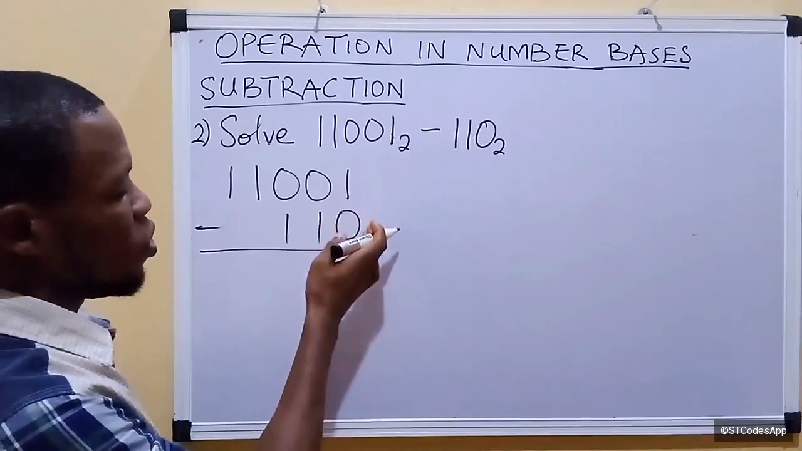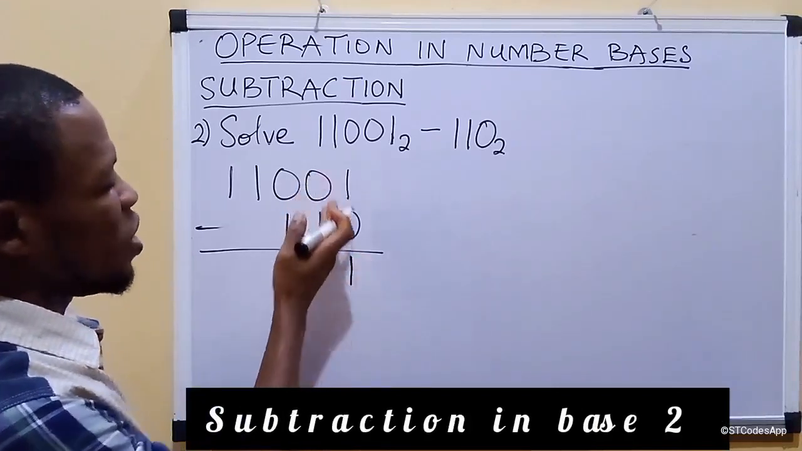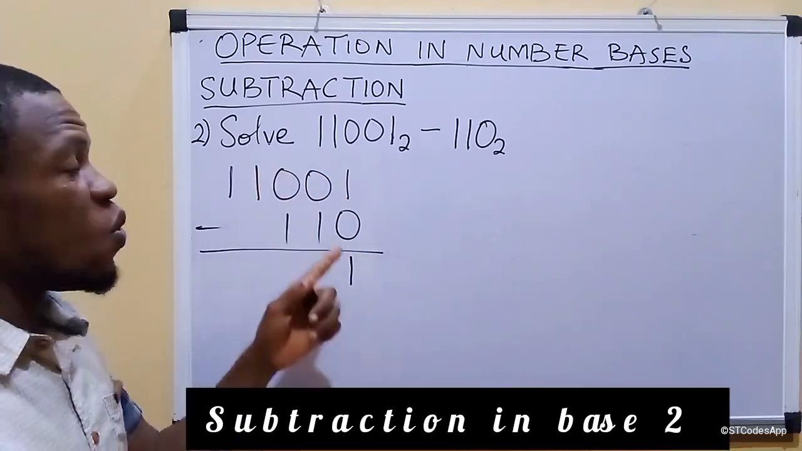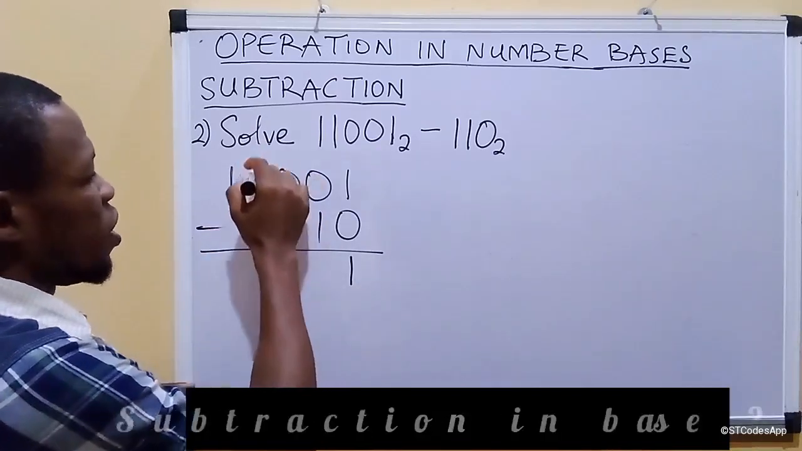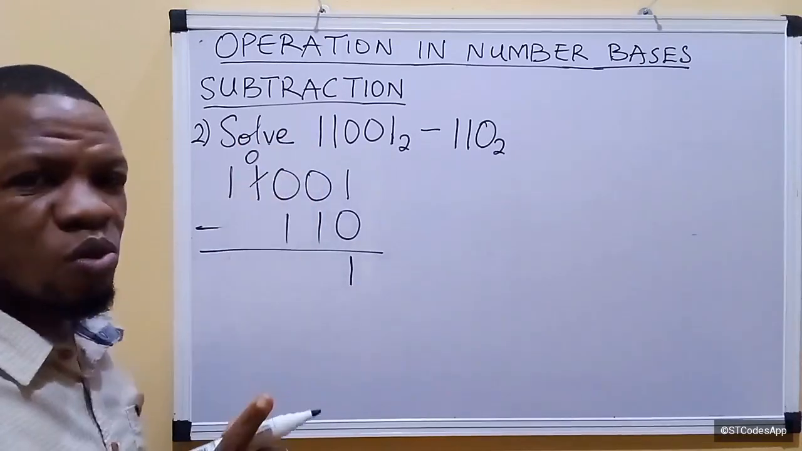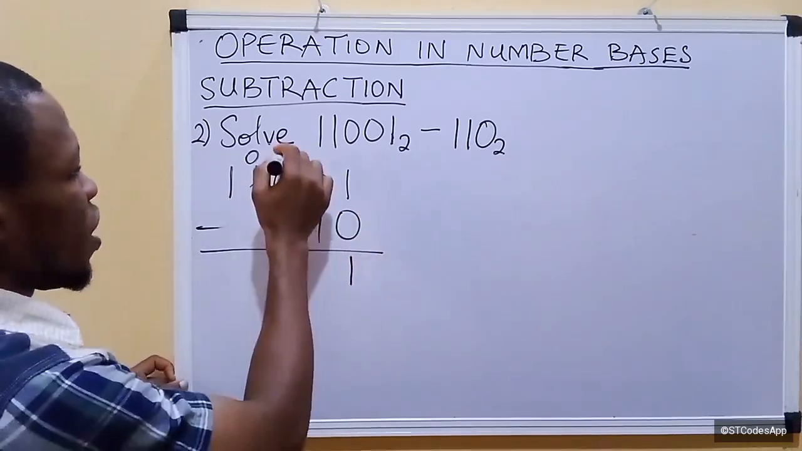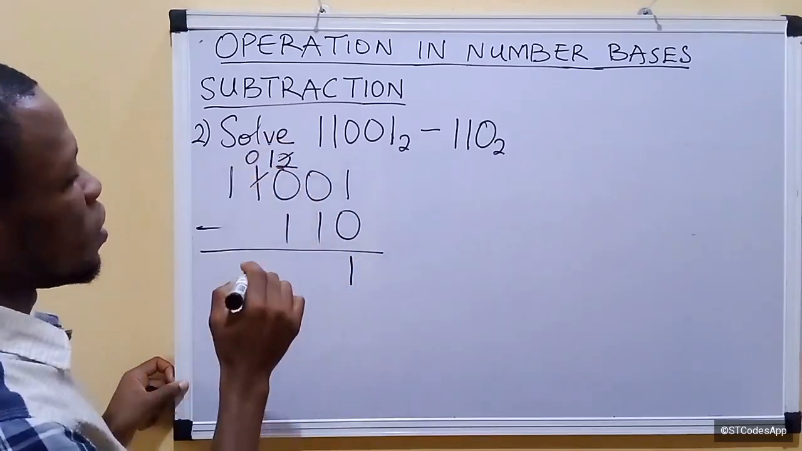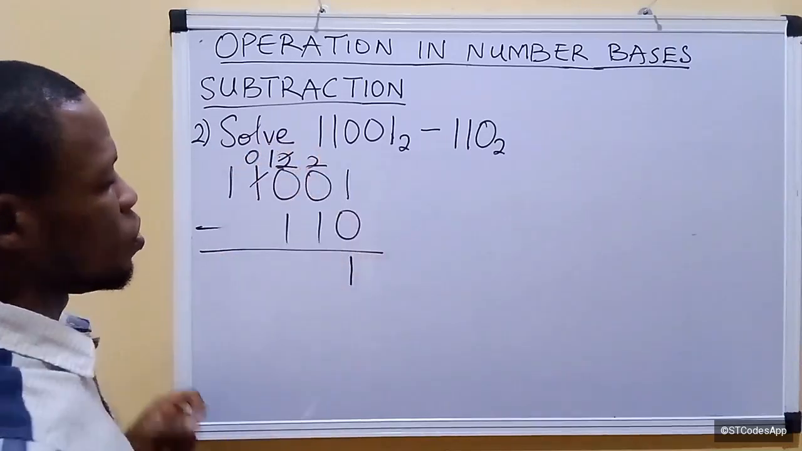Now we have 1 minus 0 is 1. Now the next place value here is 0, it can't take away 1. We are meant to borrow from this next place value, but since it is still 0, we will still go back to the next place value. So we come over here, we borrow 1 from here, we are left with 0. That 1 comes over to this place value as 2. Why? Because we are doing a subtraction in base 2. So here we have 2. Then we borrow from here, we are left with 1. And that 1 we borrowed here comes over here as 2.